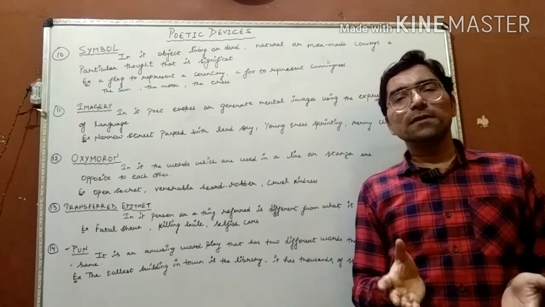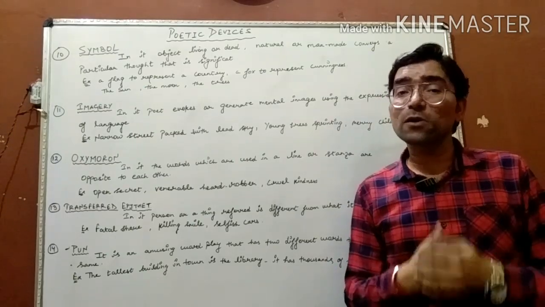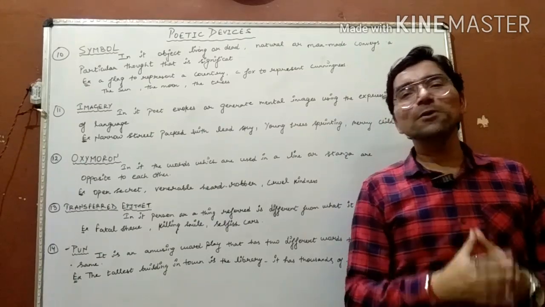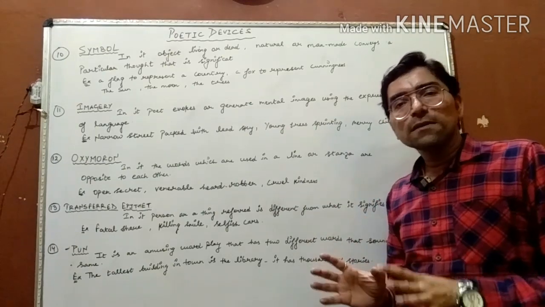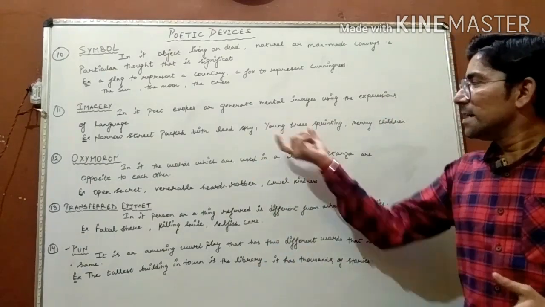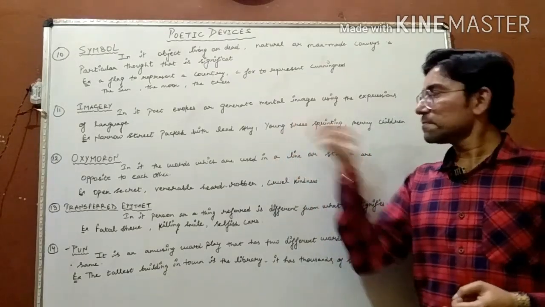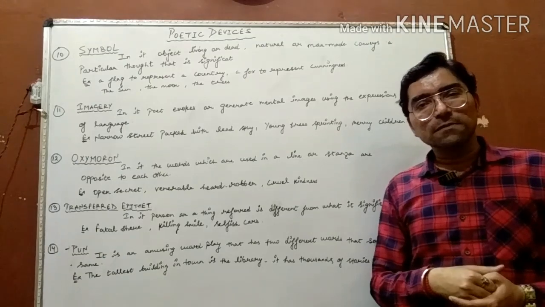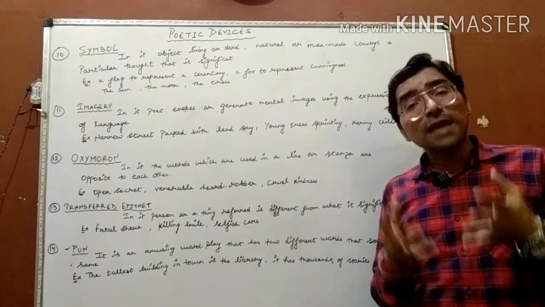So in imagery the poet generates or evokes images in the mind of the readers without using pictures, just by using expressions of language. The next example is young trees sprinting. You all have seen this example in personification. I have discussed this example in personification.